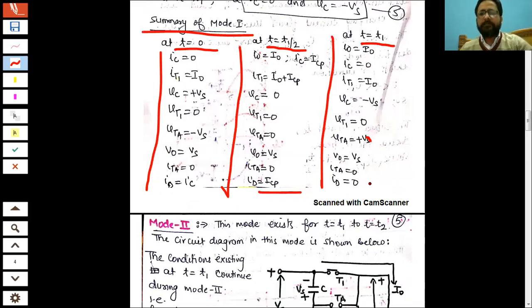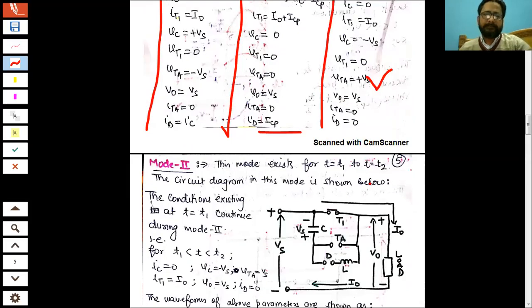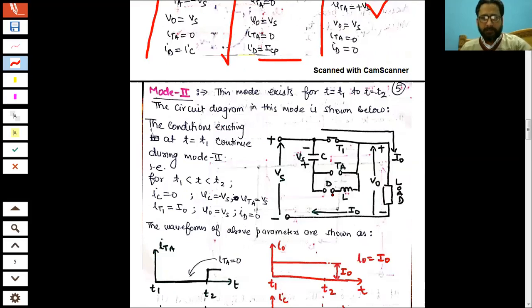So mode 1 में क्या हुआ? Main SCR is conducting, capacitor will start discharging, and it will recharge with a negative voltage. Its current will increase to a peak value and then decrease to 0, right? Now let us come to mode 2.